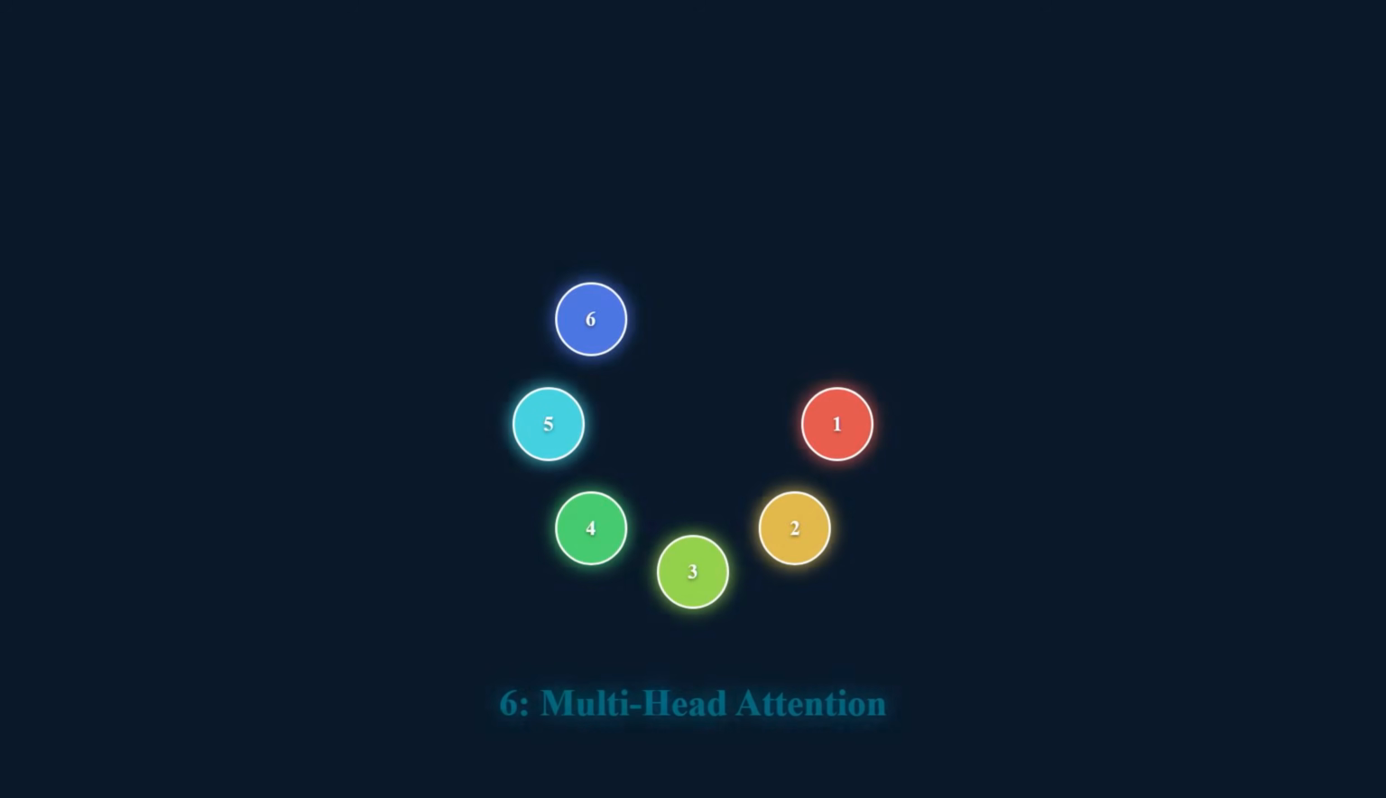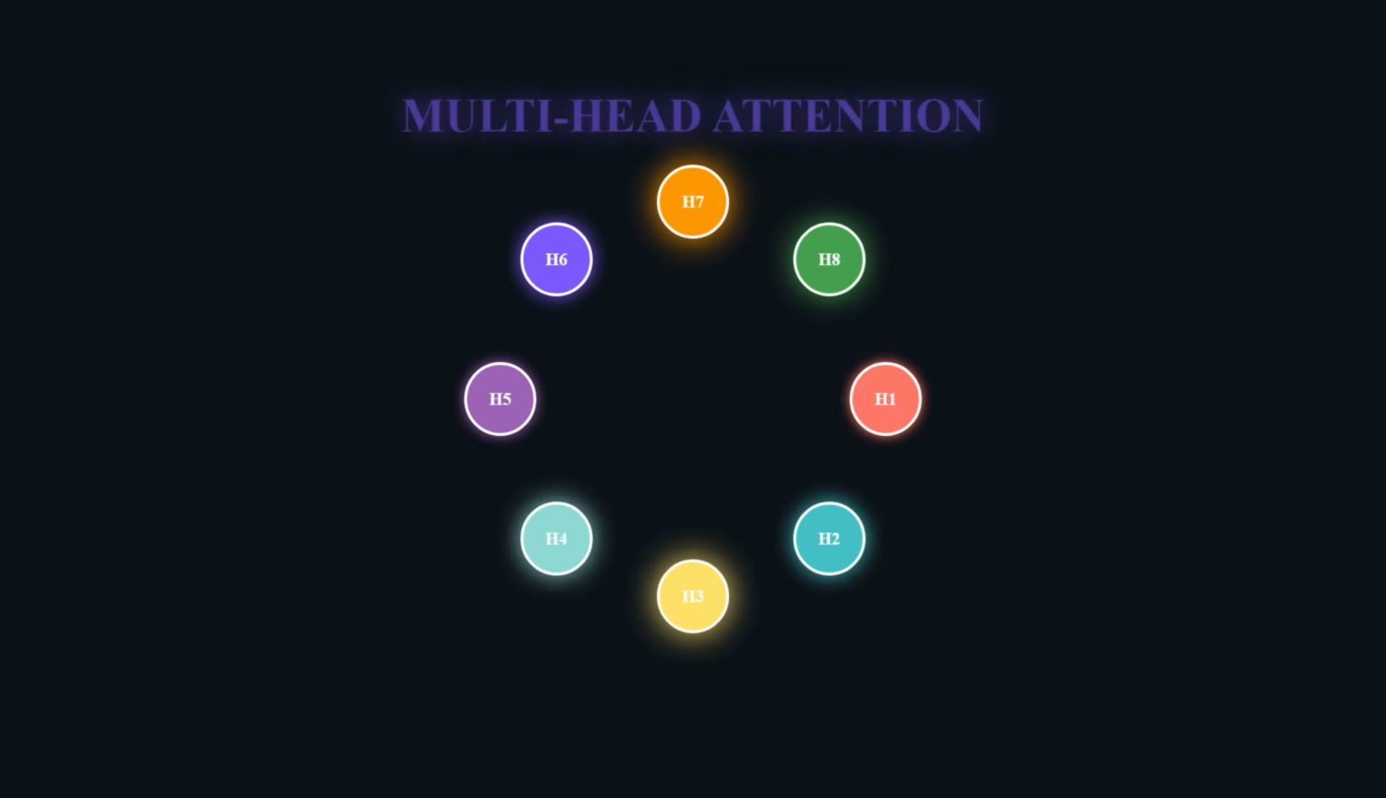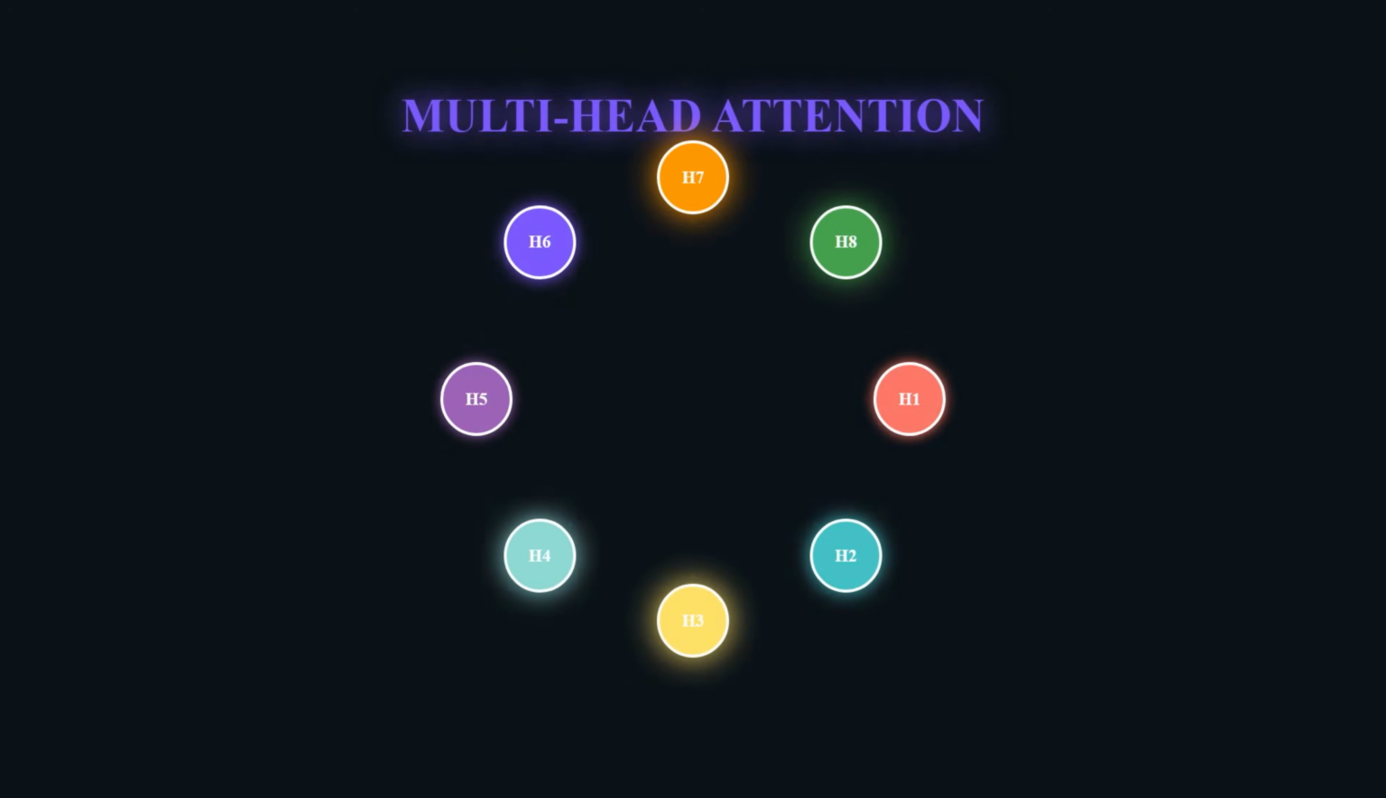But one perspective isn't enough. Let me show you why we use multiple attention heads. Here's a question. Why limit ourselves to one attention pattern? Different relationships require different types of attention. That's where multi-head attention comes in. Instead of one set of QKV matrices, we create 8, or 16. Each head learns to look for different patterns.